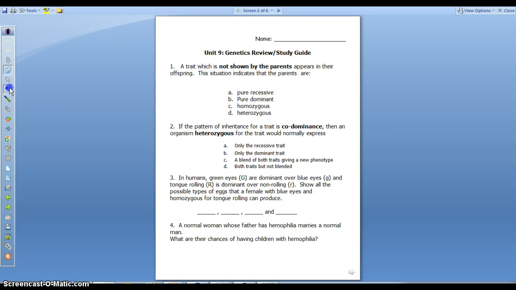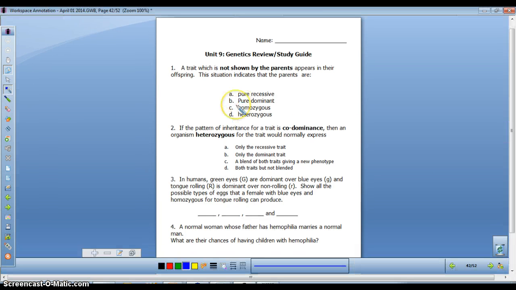Okay, so let's go over the review guide that I gave you. A trait which is not shown by the parents but appears in the offspring. This situation indicates that the parents are heterozygous. If both parents are showing the dominant trait, and one of their babies is homozygous recessive, this individual will have the recessive trait.